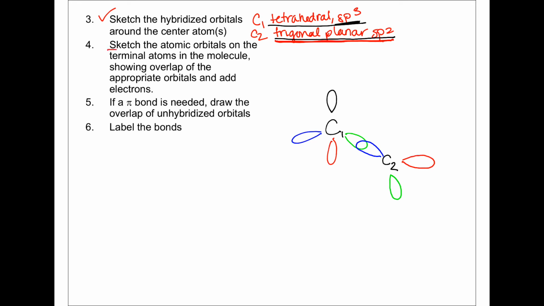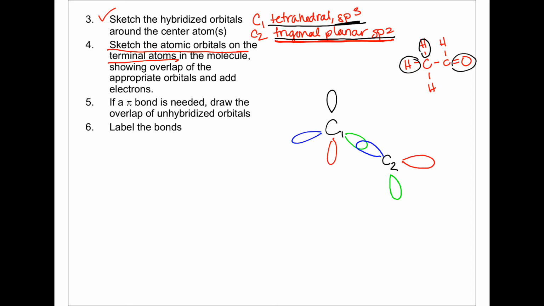Now we're going to sketch the atomic orbitals on the terminal atoms in the molecule. And to do that, I just want to remind us what our Lewis dot structure looked like. It looked like this. And so we need to explain these bonds by doing an overlap of atomic orbitals. So we're going to try and explain all these hydrogen bonds and this oxygen bond around the outside.